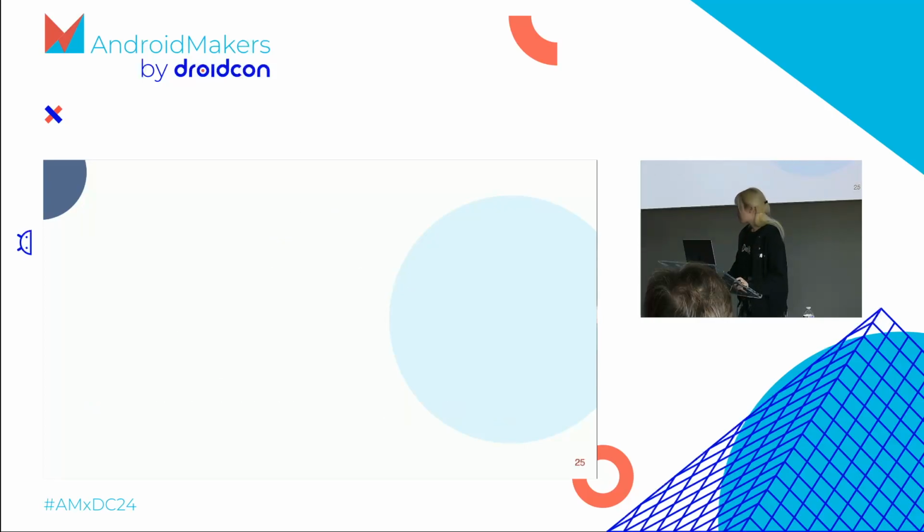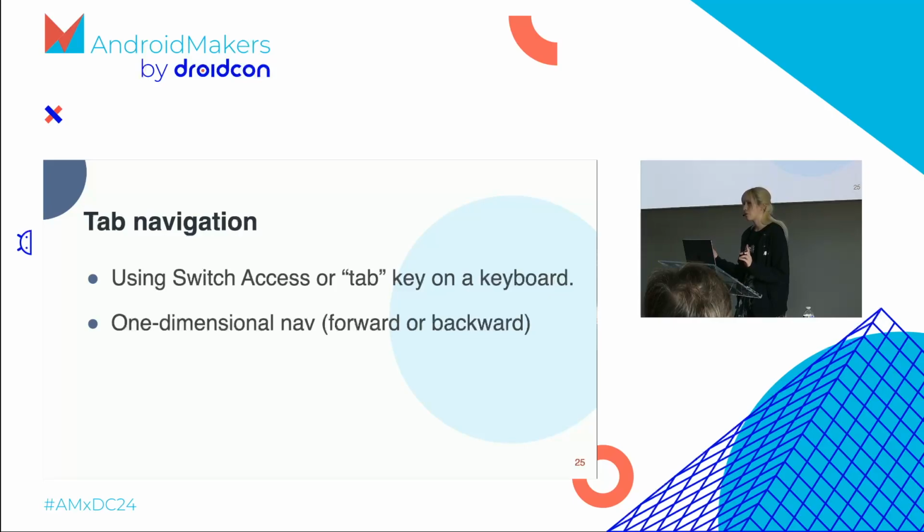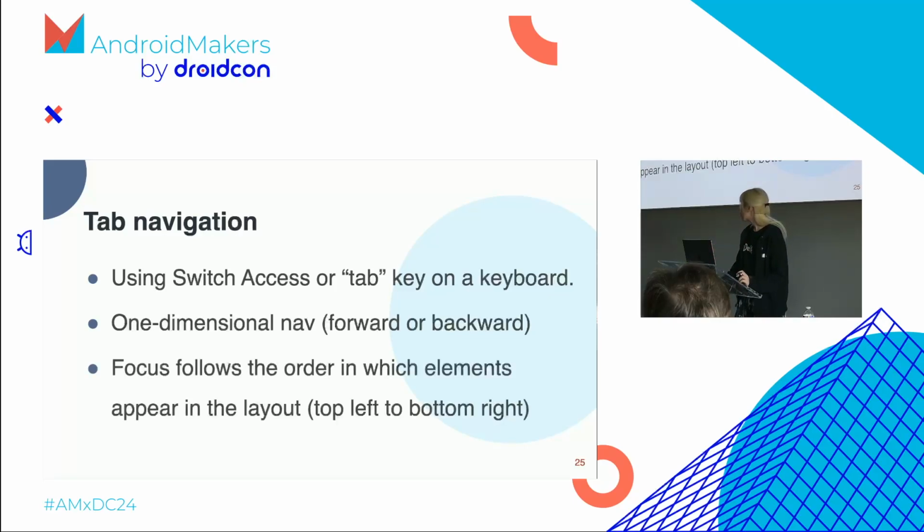And the other type of navigation is the tab navigation. It's the one used with switch access or when you navigate with the tab key on a keyboard. It's also called one-dimensional navigation because you can only go forward or backward in a predefined order of elements. And that predefined order is the one in which elements appear in the layout. From what I've seen, it's usually from the top left to bottom right, kind of similar to TalkBack, but it probably depends on your phone language setting.